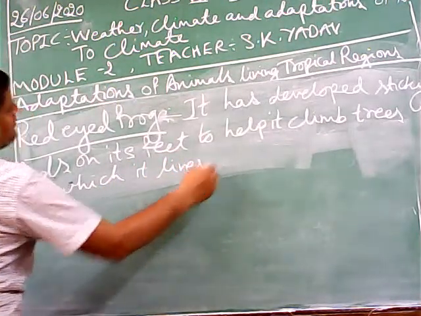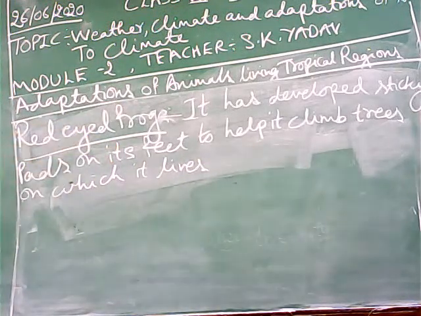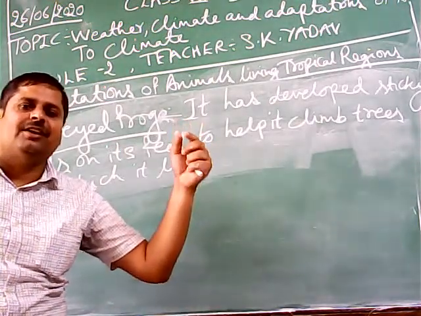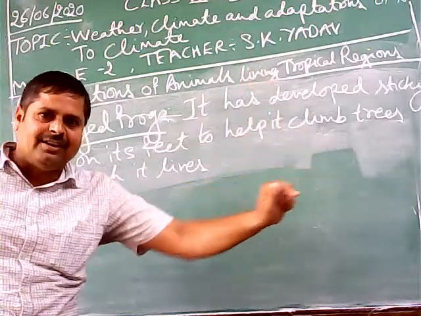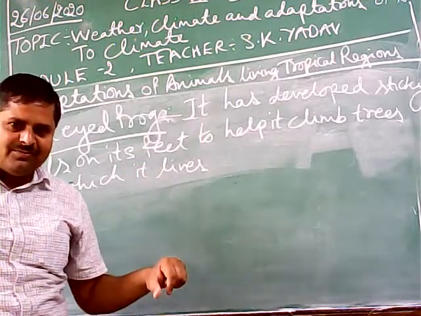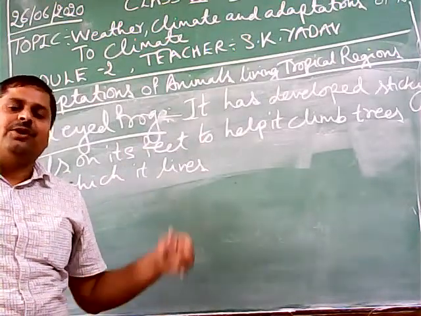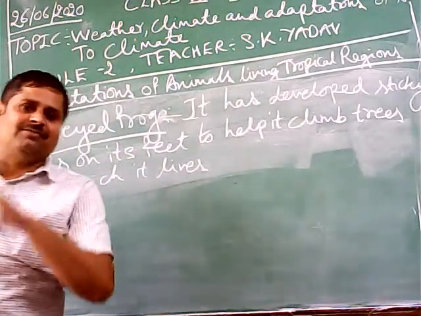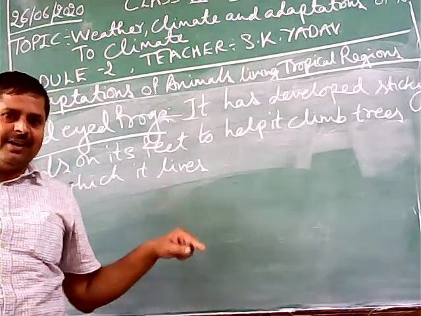It's a kind of frog that lives on trees. So how to survive on the trees? Suppose we need to climb a tree, we must have a mechanism such that wherever we keep our feet, we should not slip. So the red-eyed frog has developed a feature. What is that feature? It has developed sticky pads on its feet, so it does not slip when it climbs the tree. Understand? This is the actual benefit of adaptation. Now, I think you might be clear.